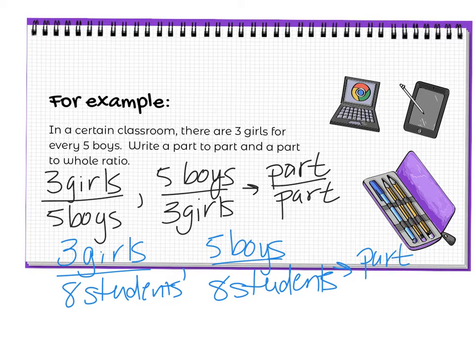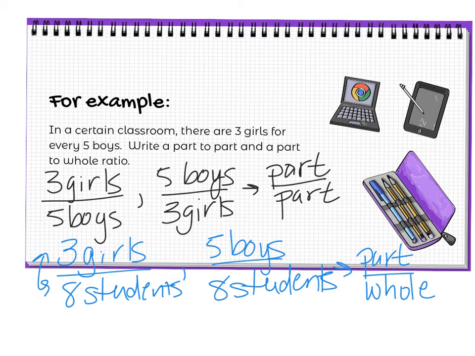Okay, and I think keeping these in mind, part to part, part to whole, kind of makes it a little bit easier to set up our proportions and our percents if we keep that in mind. Okay, and then of course you could write these 2 blue part to whole ratios. You could write 8 students for 3 girls, 8 students for 5 boys. You could flip these upside down, still a ratio. Okay, so part to whole.